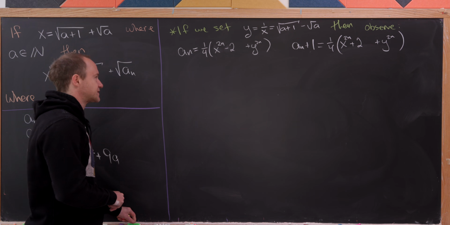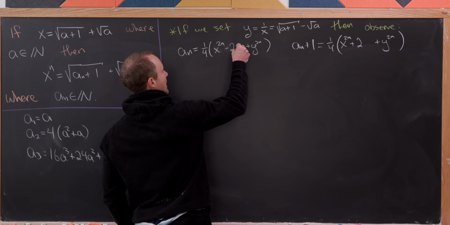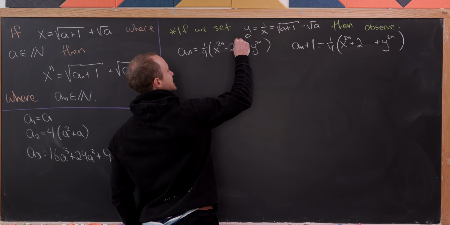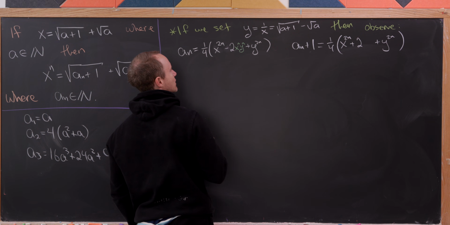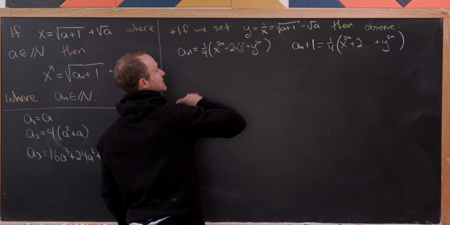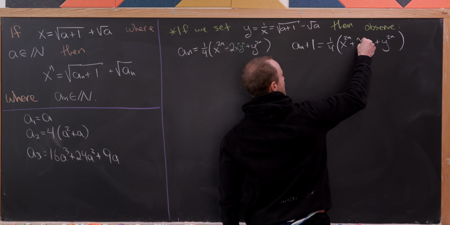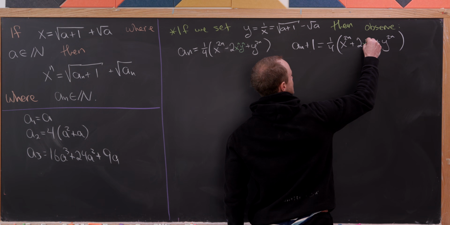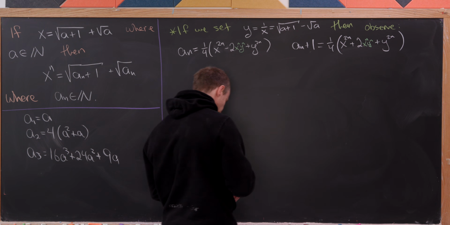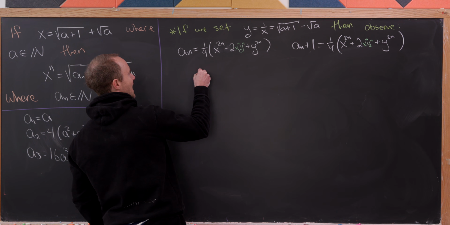And next up, let's observe that I've left a little gap here, and that's because I want to notice that this is the same thing as x to the n times y to the n, because x times y is 1. Same thing here. This is x to the n times y to the n. But that gives us a nice factorization.